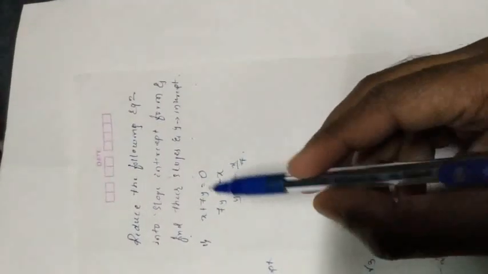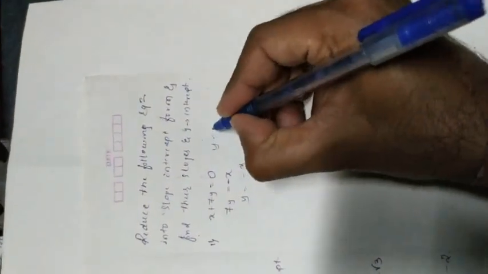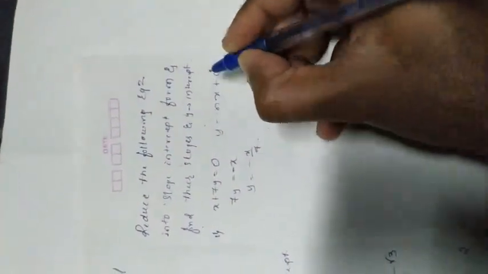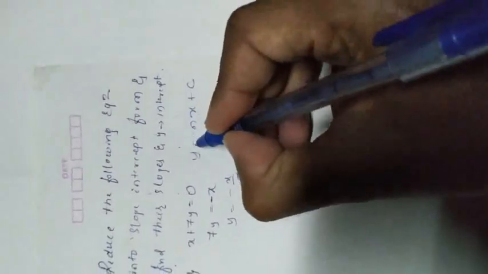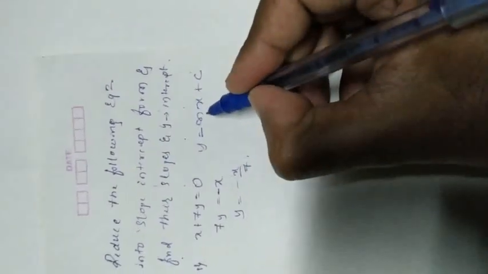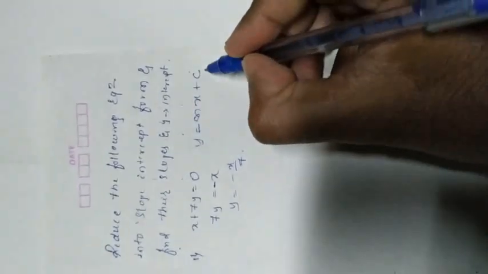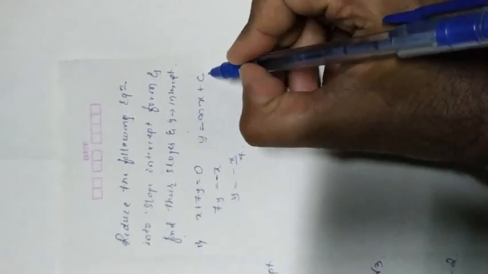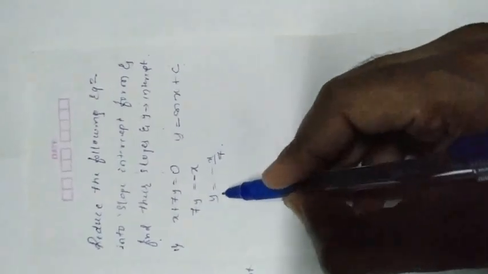So what we have to do is convert it into the slope-intercept form. Slope-intercept form means it should be in the form y = mx + c. What is m? m denotes the slope and c denotes the y-intercept.